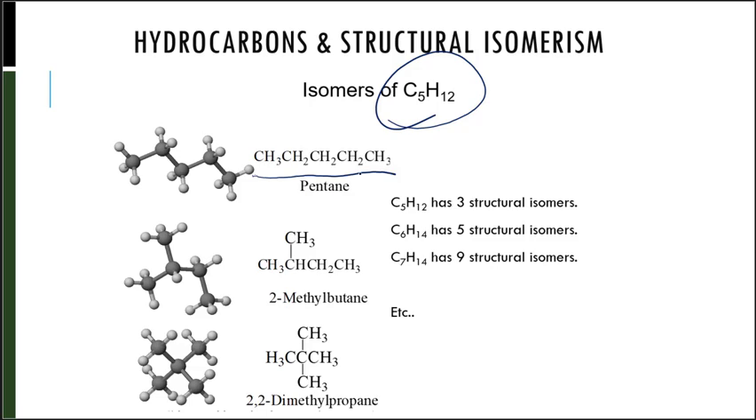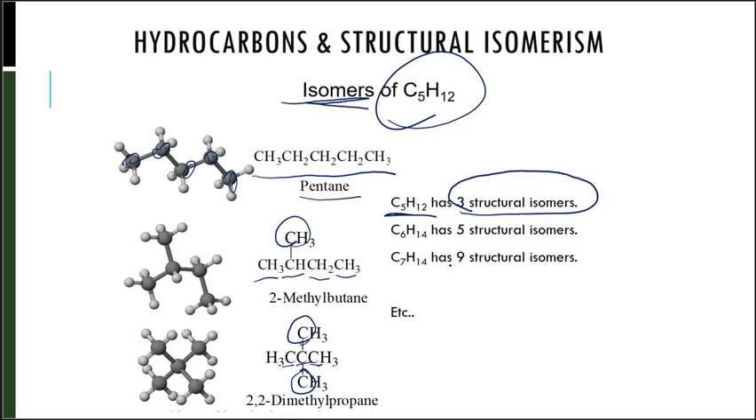If I had it all in a straight line, 1, 2, 3, 4, 5, it's just pentane. But notice here I could have 1, 2, 3, 4 carbons in a row, and then the fifth one could be off of the second carbon. Or maybe I have 1, 2, 3 in a row, and then I have one coming off of the second carbon and another one coming off of the second carbon. It's still 5 carbons. They're just arranged differently. That's why they're called isomers. So C5H12 has 3 isomers that could be made.